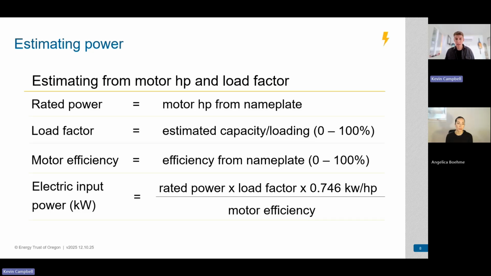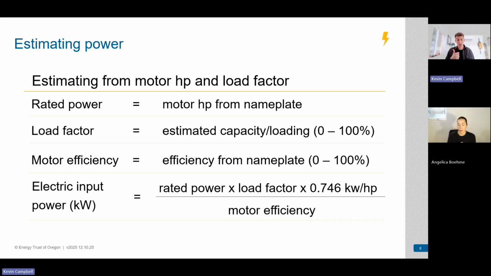The other thing you need to keep in mind is the motor efficiency. You can also find this right there on the nameplate. It's usually going to vary between 92 and maybe 95%. And again, that'll get used in this calculation to estimate electric input power. So we can put that all together and say that the electric input power in kW can be calculated as the rated power measured in horsepower, times that load factor, times a conversion factor of 0.746 kW per horsepower, and divide that by the motor efficiency. And that'll let us estimate the input power for an electric motor.